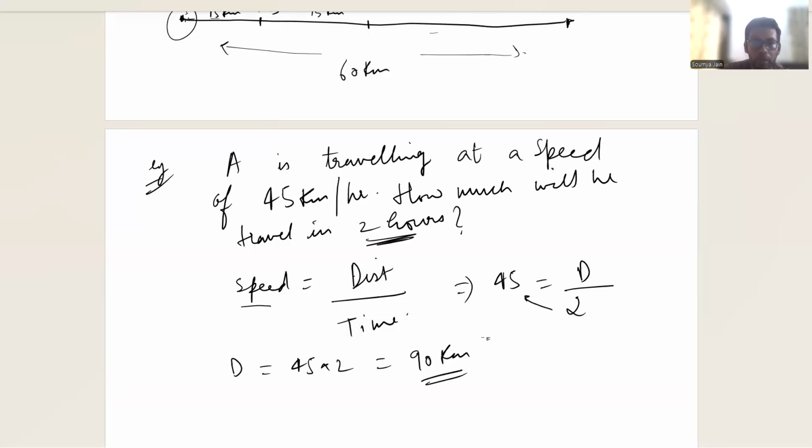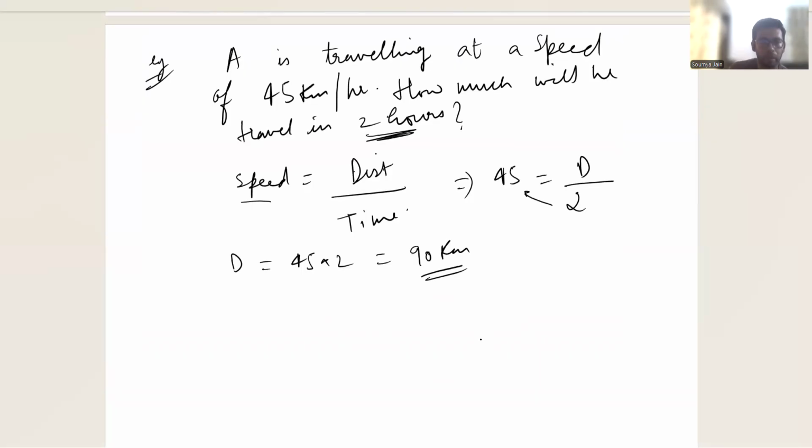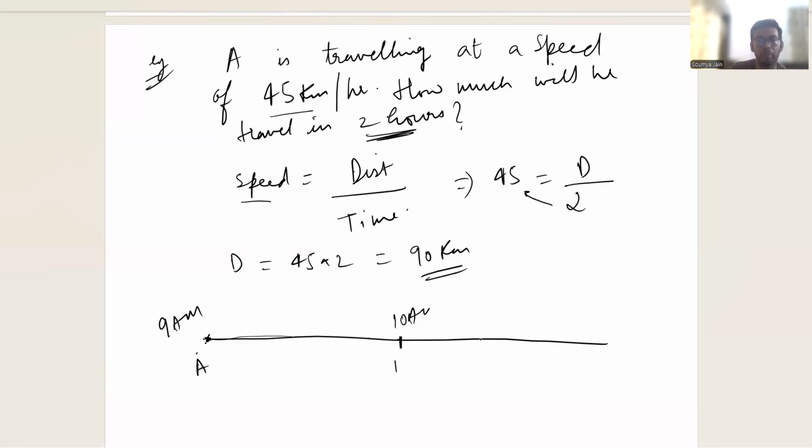So if I show this using a simple diagram, let's say A started from this point, traveling at a speed of 45 kilometer per hour. Let's say, for example, he starts at 9 a.m. So after 1 hour, which is at 10 a.m., speed is what? Speed is 45 kilometer per hour.